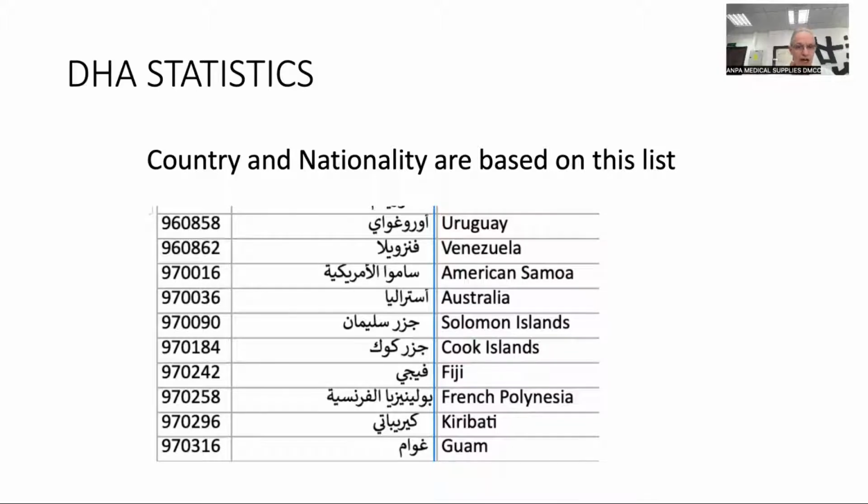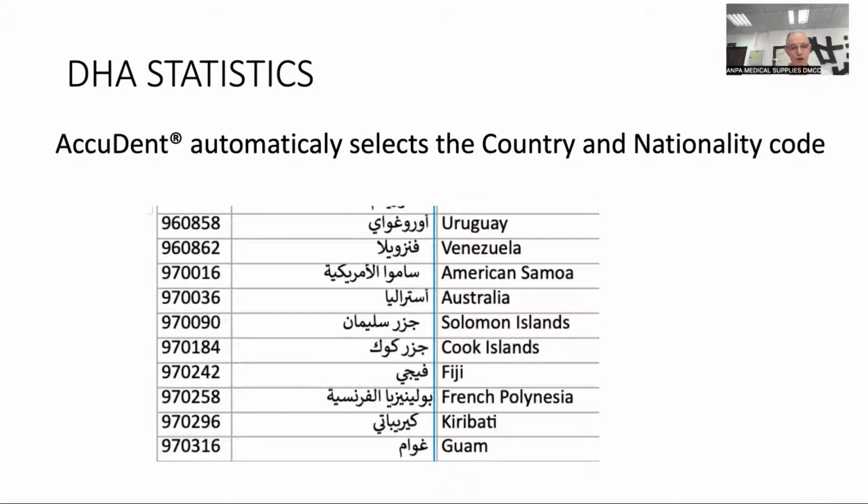What we also need is the country and nationality. And this is based on this list in English, in Arabic, and with a number. They need us to add the number. So every time you make a line of procedure, you need to search and find which number refers to the patient's country. For that, you will not need to do it manually. In AccuDent, this is done automatically. When a patient is from Australia, automatically this number will be selected. You have nothing to do. All this is done automatically.